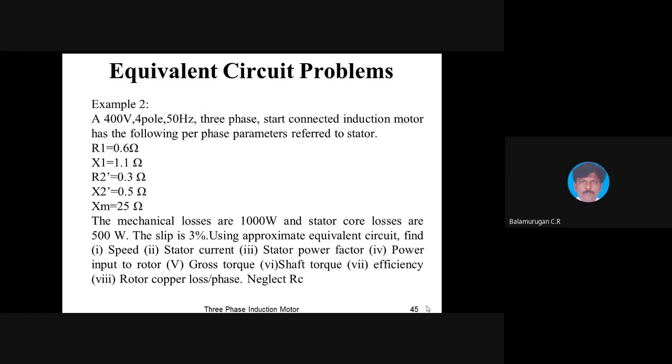Then stator current means you got to calculate I1. I1 means again you'll have the formula I2 dash plus I0. And if you calculate the I1 means you can calculate the stator current and the stator power factor. And the power input to the rotor, that is the rotor input power. You'll have the formula for rotor power input. So gross torque வரைக்கும் நம்ம calculate பண்ணிருக்கோம் previous problem. Shaft torque we have not calculated. We'll calculate. You calculate up to gross torque. Afterwards, I will tell how to calculate shaft torque.